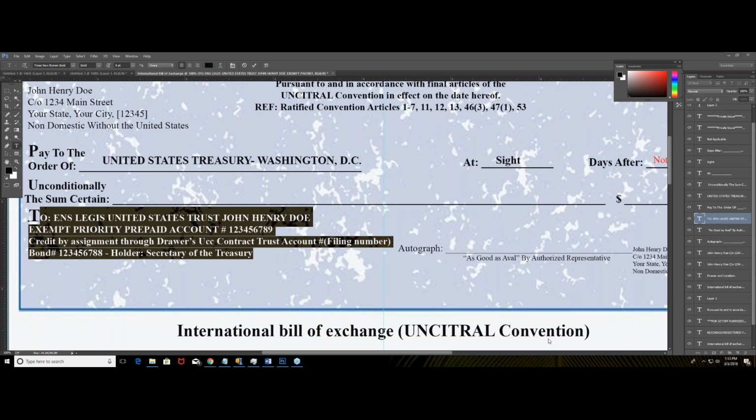You're assigned, this instrument is a, let me see how I can put this. It's a conduit for credit. Okay. It's like an instruction. Now, some people put to the particular person on there.